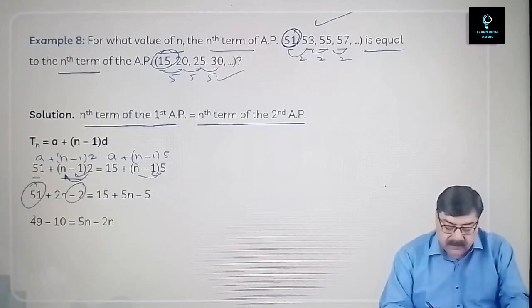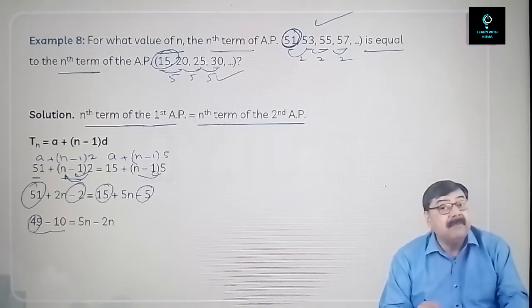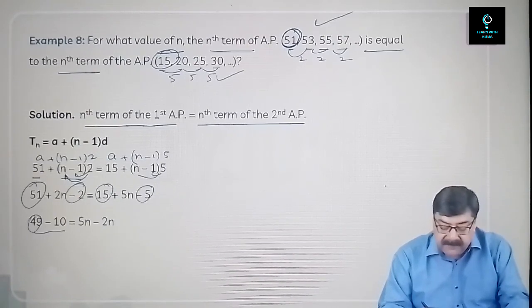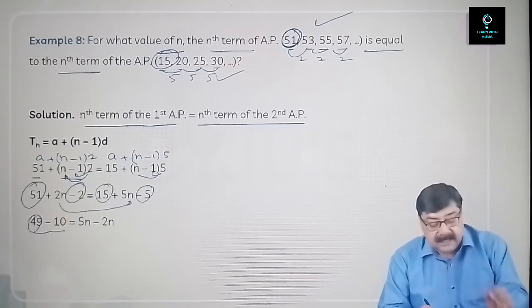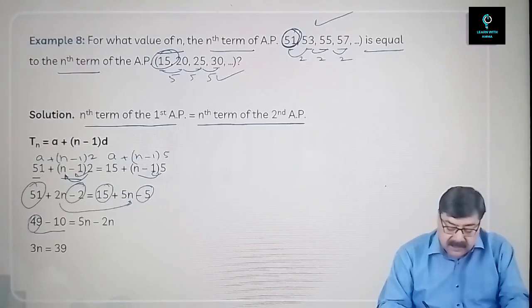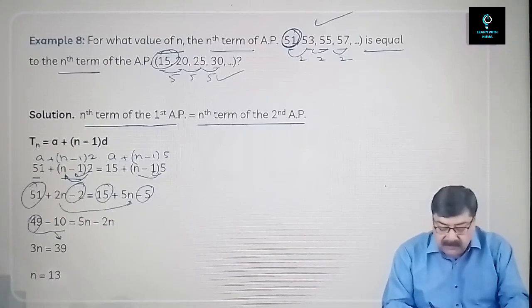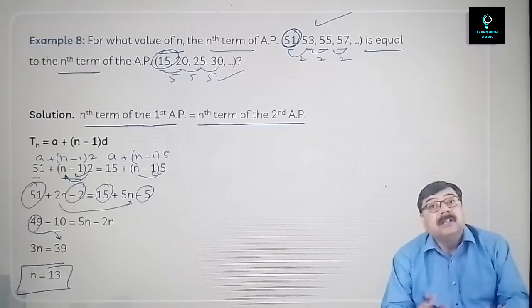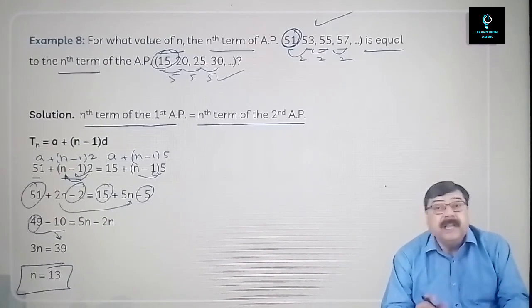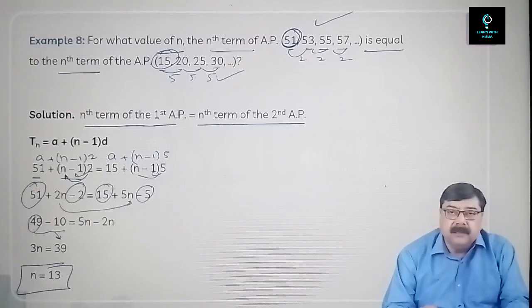51 minus 2 is 49. 15 minus 5 is 10. So we carry that 10 to the left hand side to get 49 minus 10. And 5N minus 2N, which we bring to the right hand side, shall give us 3N, which is equal to 39. So hence the value of N here is 13. So the 13th terms of both the APs will be equal.